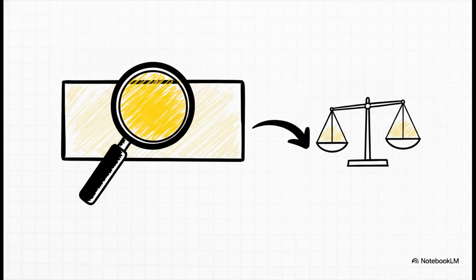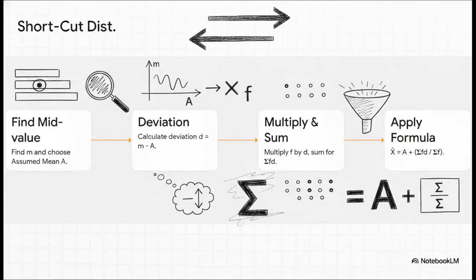The core logic remains entirely untouched. We just change the variable to fit the data's shape. The exact same logic applies if you want to use the shortcut method here. It operates just like it did before to keep your numbers small. The only difference is you're calculating your deviations directly from those new mid-values. So d becomes m minus a. From there, multiply by frequency, sum it up, and plug it right into the formula.